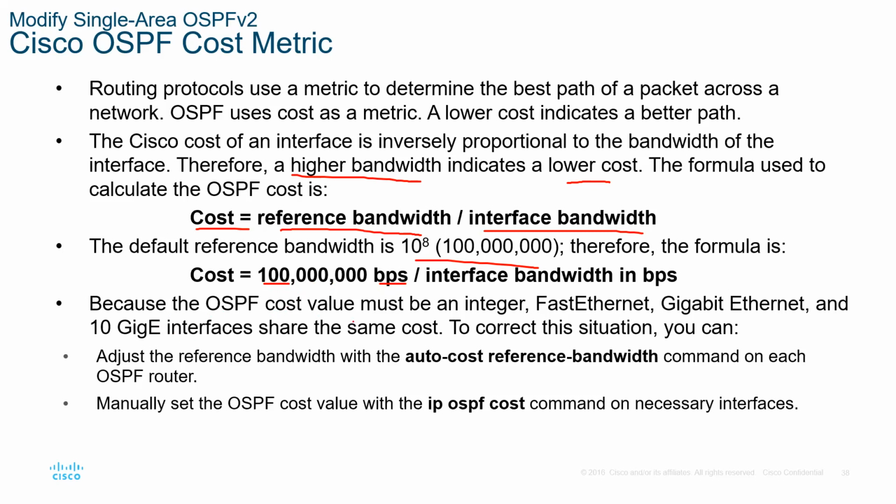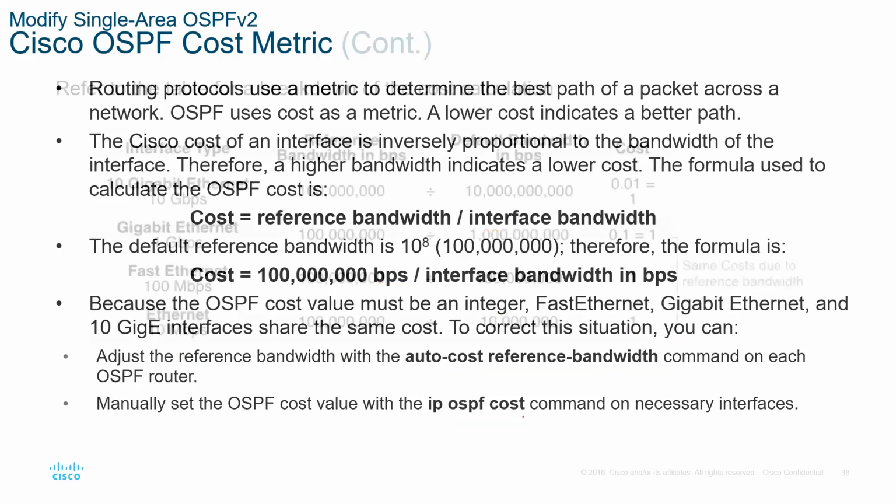Because the OSPF cost value must be an integer, Fast Ethernet, which is 100 Mbps, Gigabit Ethernet, which is 1,000 Mbps or 1 gig, and 10 Gigabit Ethernet, which is 10 gig, share the same cost. To correct this situation, you can adjust the reference bandwidth with the auto-cost reference-bandwidth command on each OSPF router. You can also manually set the OSPF cost value with the ip ospf cost command.